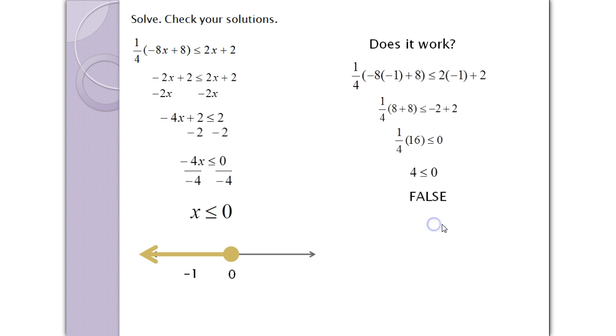So you need to go back, pause the video, take a second to figure out where we went wrong. What did we do wrong in this problem? Take as long as you need. Make sure you can analyze this problem and figure out why it's wrong.